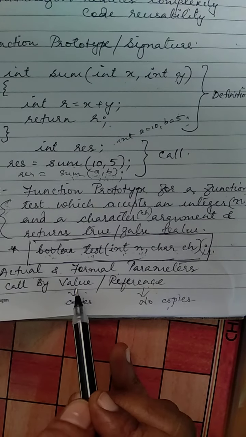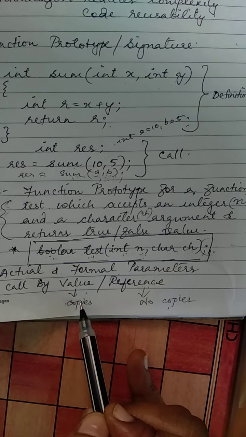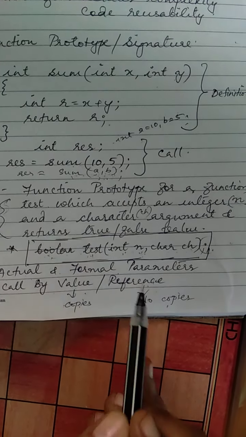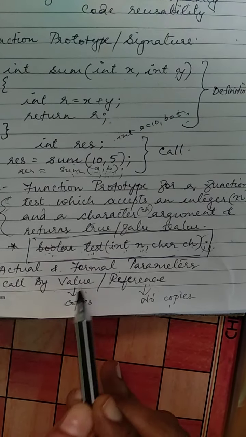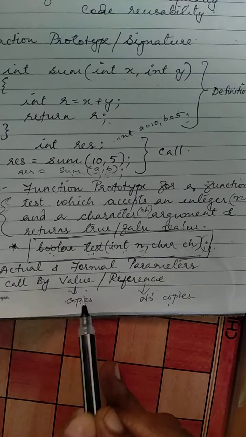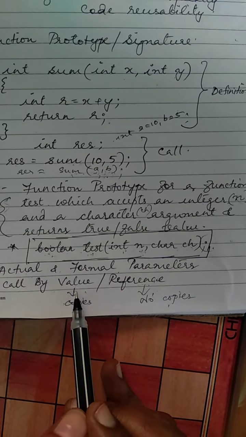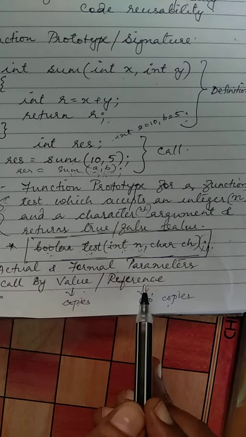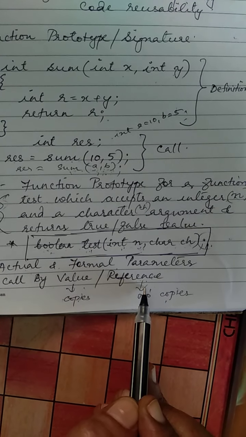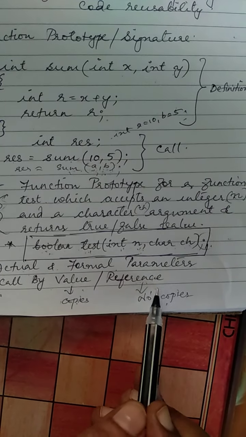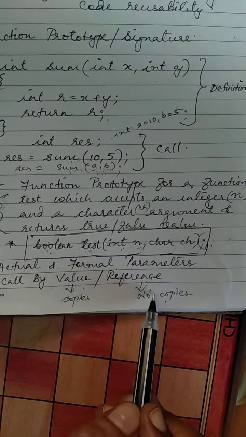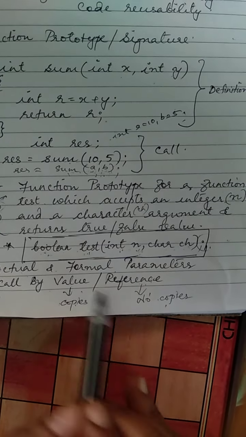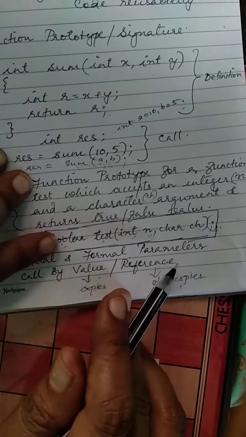Very simple. In call by value, copies of parameters are created. In call by reference, no copies of parameters are created. In call by value, changes happen to the copies only and the original parameters will be unaffected. But in call by reference, original values are used for operation. Since no copies are created for the parameters, the original values will be changed. Okay. So this is call by value and call by reference.